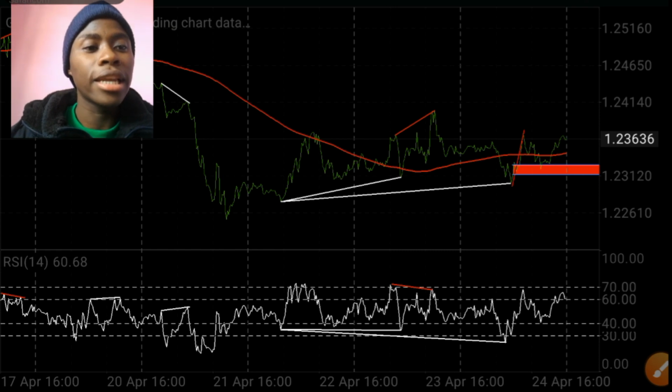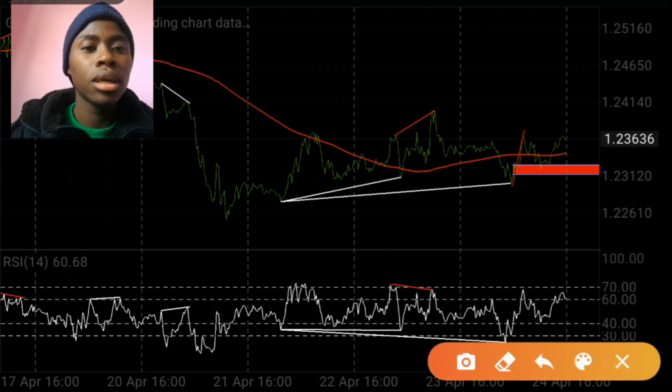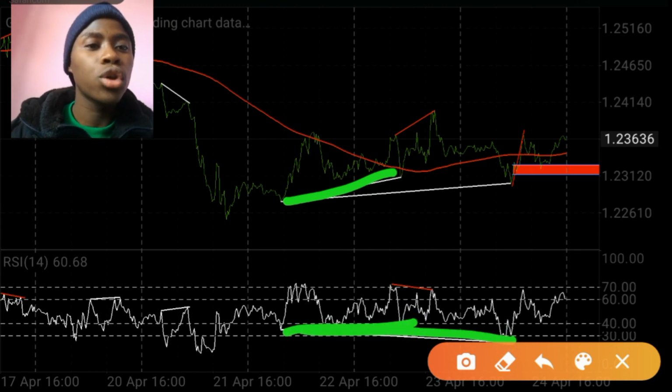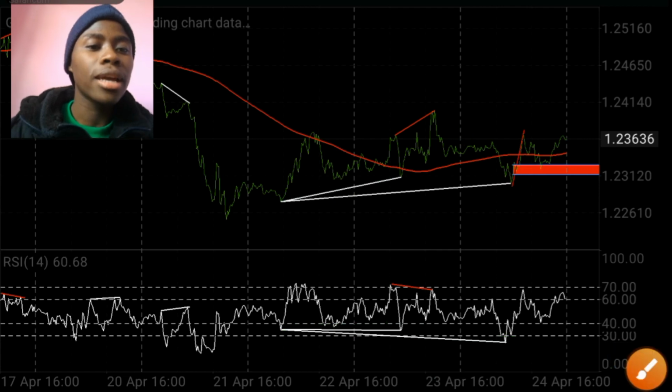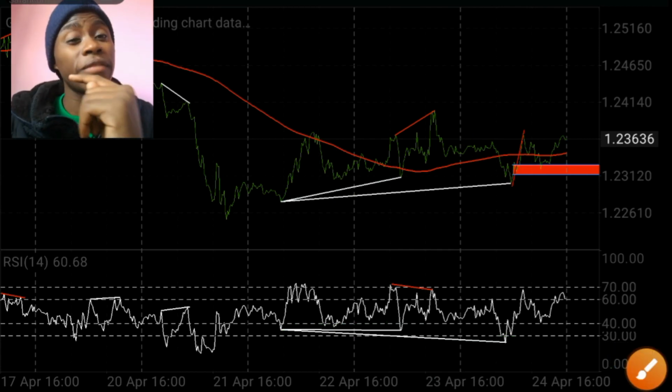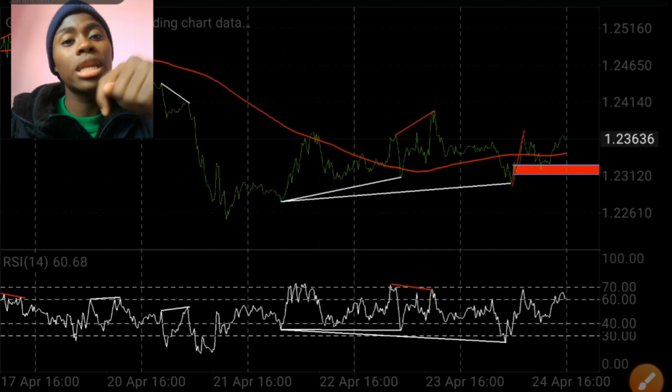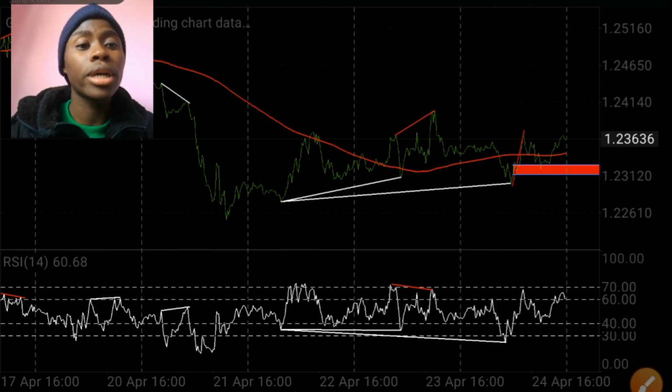So I normally have the hidden divergences. Let me pull out the pen. I have some divergences right here, and I've highlighted them all for you. When the market pulls all the way to here and the RSI goes lower, I've discussed that in a previous video, so make sure you check the link in the description. It will explain further.